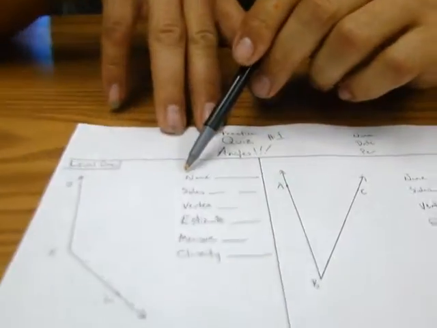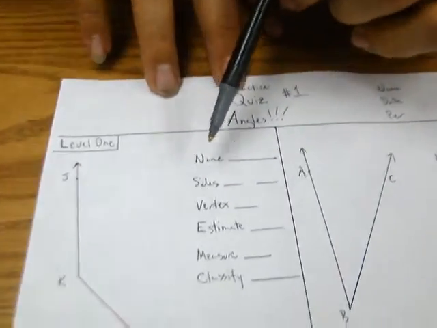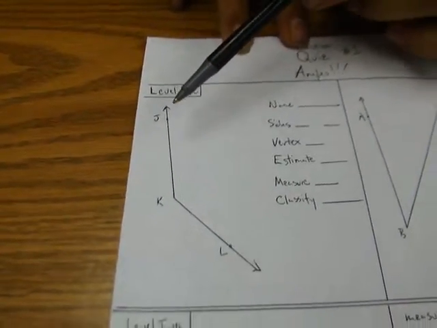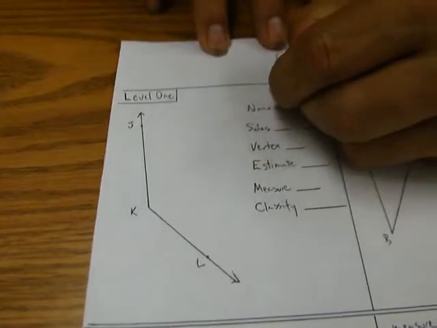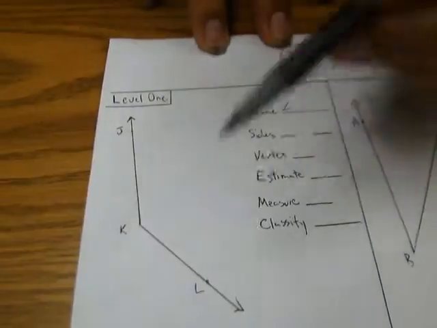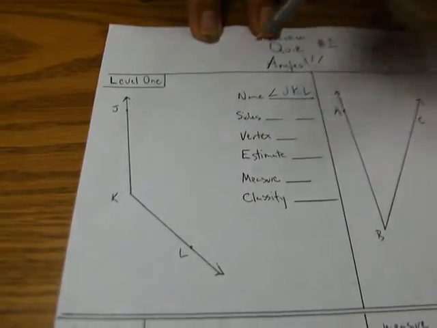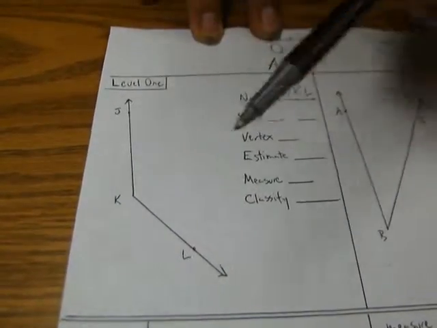Let's take a look at level 1 on the first one. First thing it says is to name this angle. So I only need to choose one name. I'm going to choose a 3-letter name. So I'm going to call it angle JKL. I could also call it angle LKJ or just angle K.